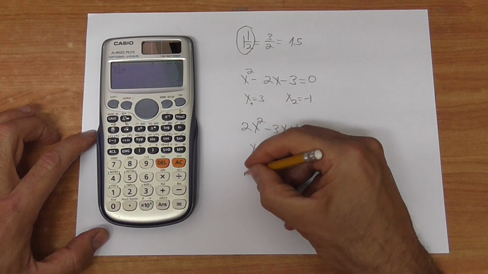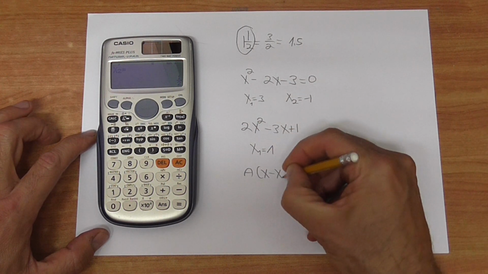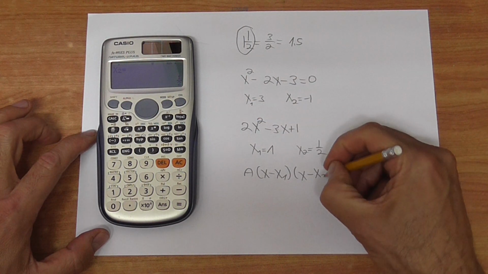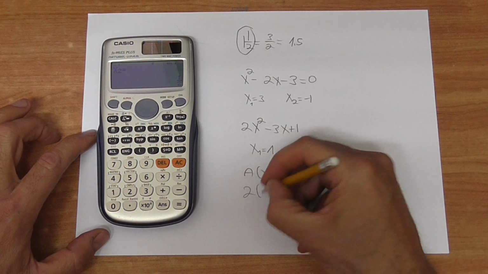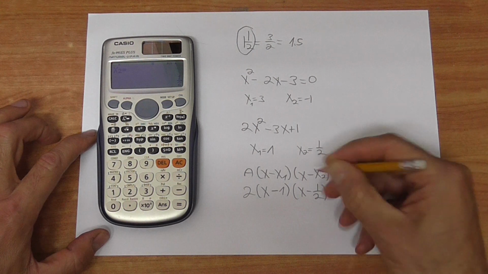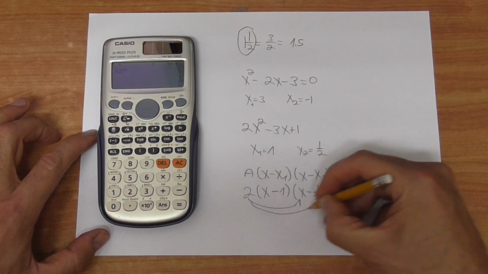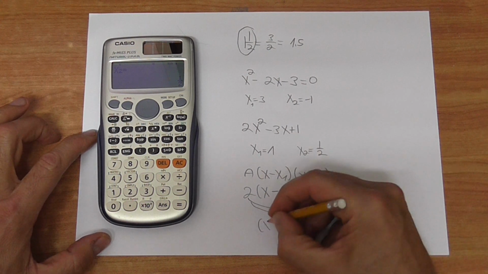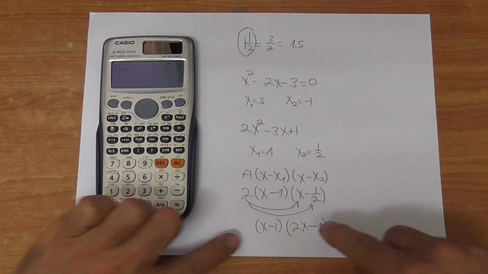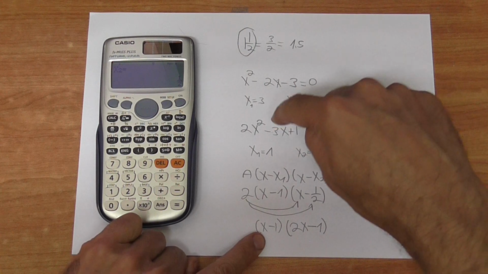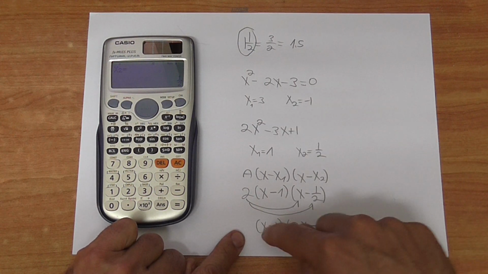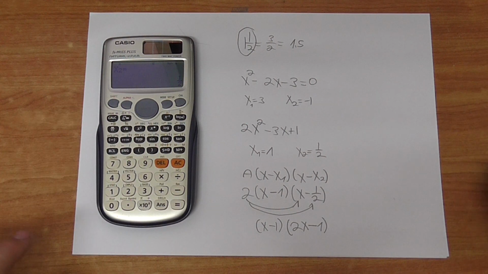I can write it like this. If I use this method, I can break it into factors. I write the a, the 2, times x minus 1, times x minus half, and then I bring the 2 inside this bracket, so I'll get x minus 1 times 2x minus 1. So I managed to break this quadratic equation into its factors. Okay, let's continue.